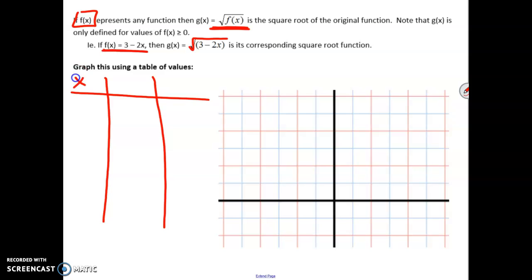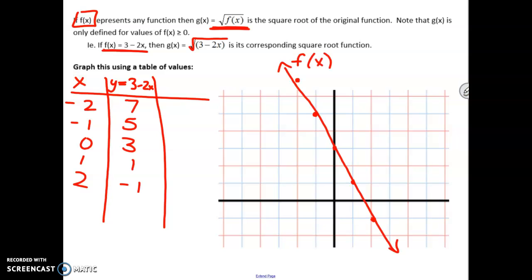Alright, so we're going to graph this using a table of values. To do that, we'll take our x's, and we'll do -2, -1, 0, 1, and 2. And then we'll find the matching y values for the function 3 minus 2x. So once we have our table of values, we see that it's a linear function, and we're going to graph that line on the grid.